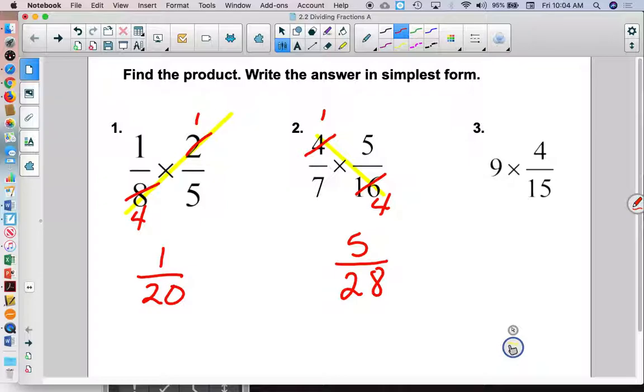No. What do I have to do to the 9? Put a 1 underneath it. Now I'm going to bow tie again. 9 and 15: divide by 3 is 3, divide by 3 is 5. I end up with 12 fifths. What's wrong with 12 fifths? Improper. So if I turn it into a mixed number, I get 2 and 2 fifths.